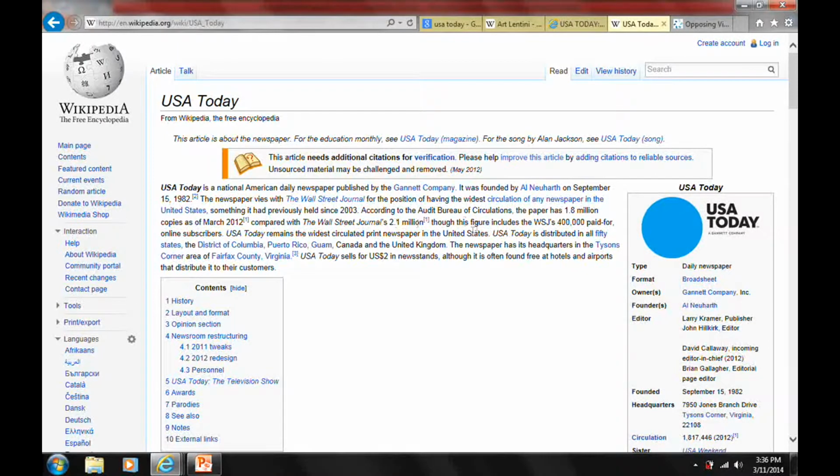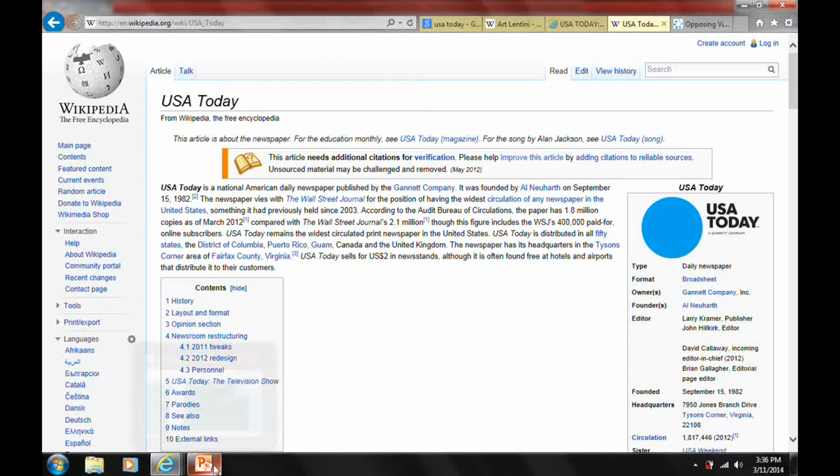Yes, so here we see some different pieces of information about it. It remains the widest circulated print newspaper in the United States. So this is adding to its credibility. This newspaper would not be so big if it were terrible and never gave good information. So the fact that it's so popular, that it's still around today, makes it a credible source to use.